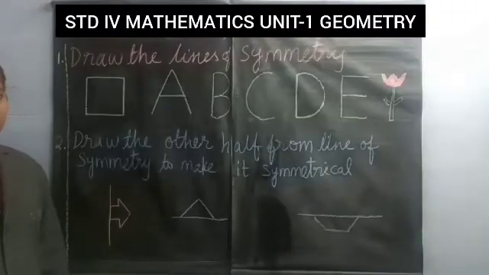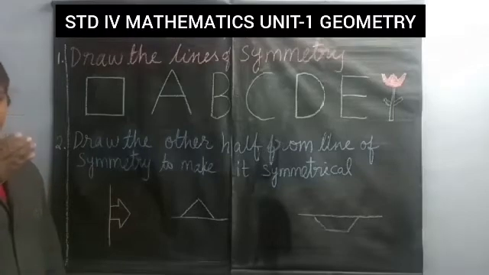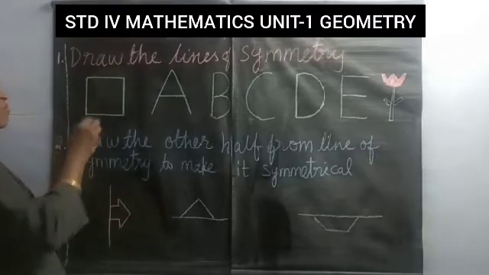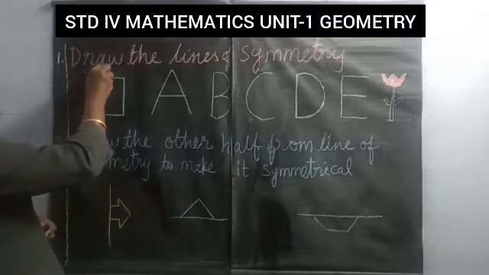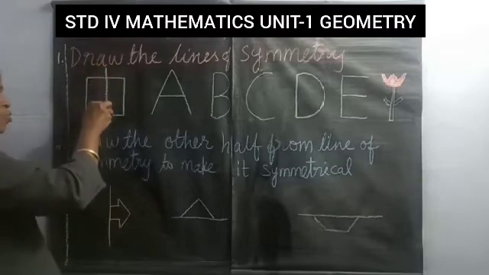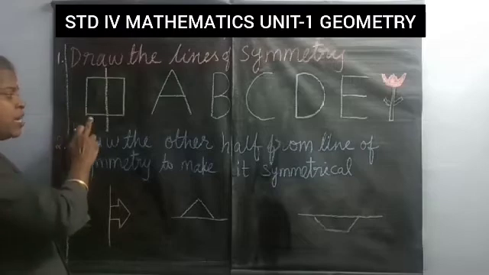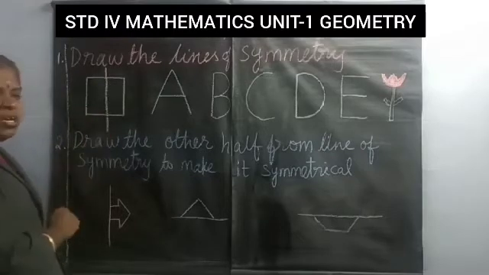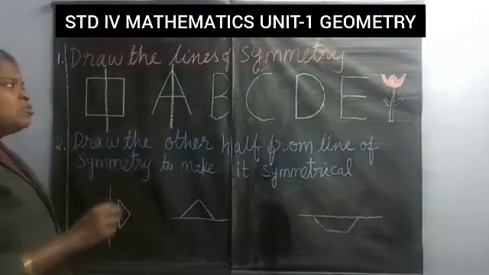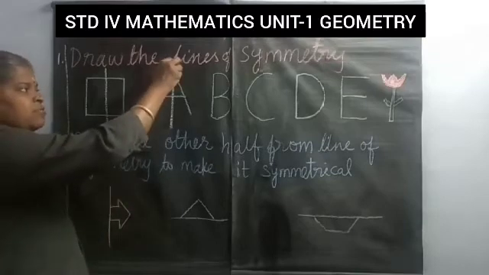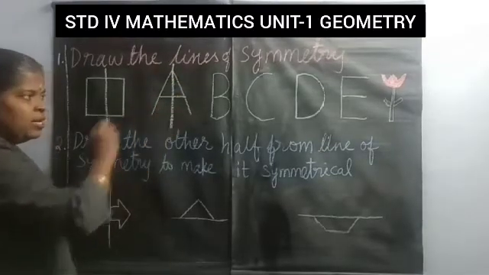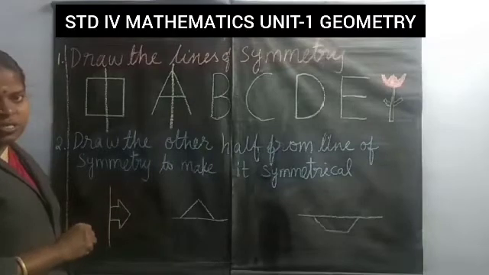Children, now we can draw the line of symmetry. What is line of symmetry? We have to draw the line to make a picture two halves. Look at here. Here a square is given. We have to draw the line of symmetry at the center. We have to draw using a ruler. So it becomes what? Line of symmetry. Here in alphabet A, we have to draw the line of symmetry in A. So A has a line of symmetry.